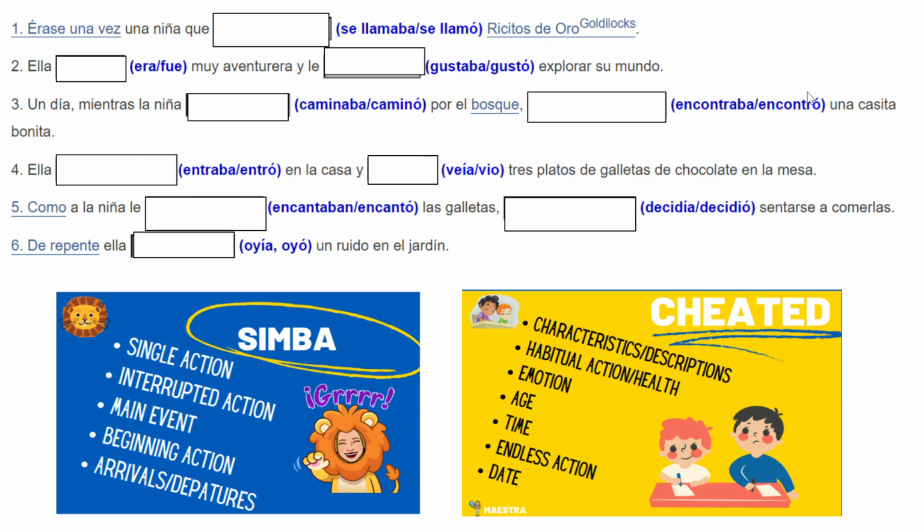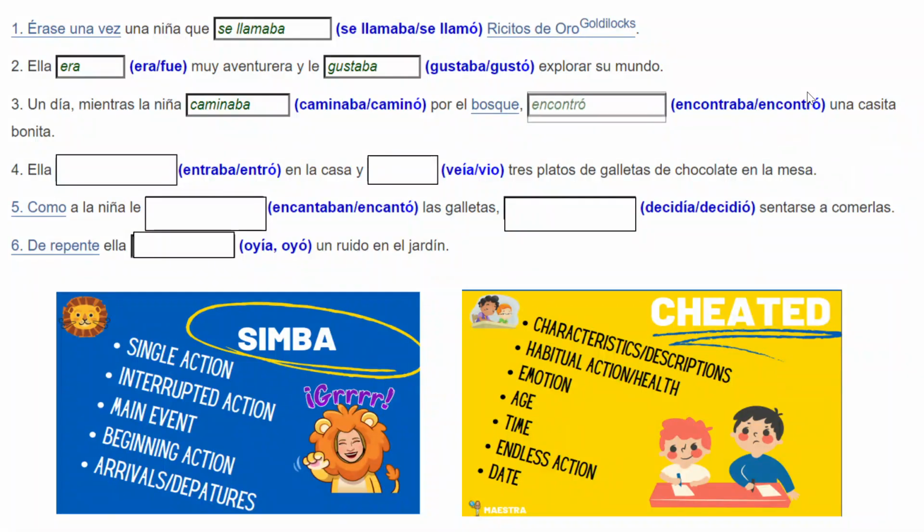Here's a little story. Pause the video and then come back and see if you've got the right answers. Érase una vez una niña que se llamaba. Ella era muy aventurera y le gustaba explorar. Background information. Un día, one day, mientras means while. That's going to trigger imperfect. La niña caminaba por el bosque. Now an action happened. Encontró. She found a house. She entered. Ella entró en la casa y vio, and she saw 3 plates of chocolate cookies on the table.